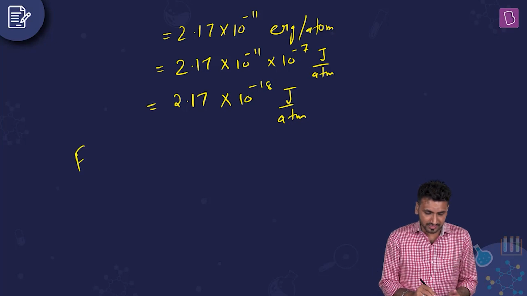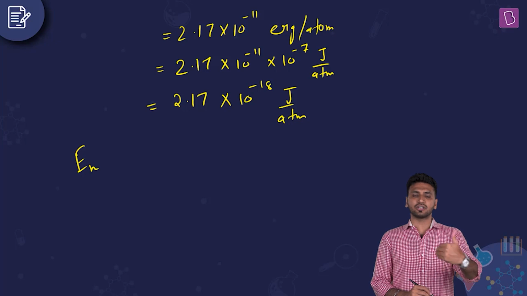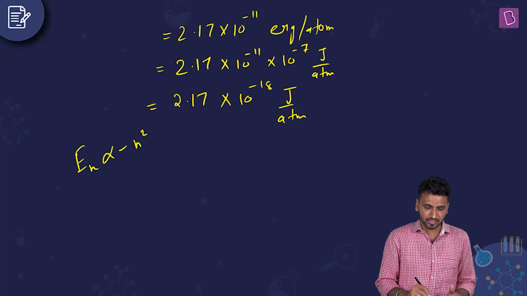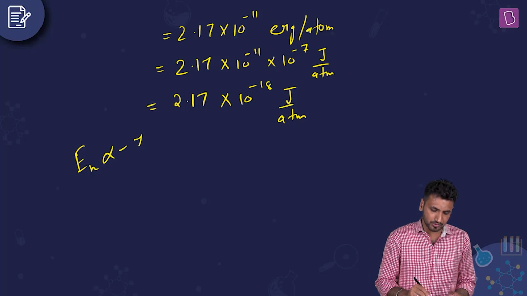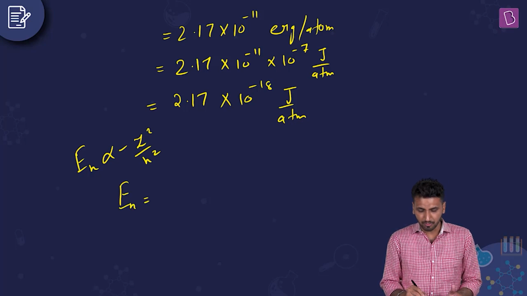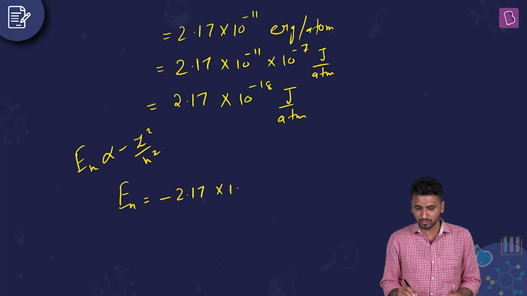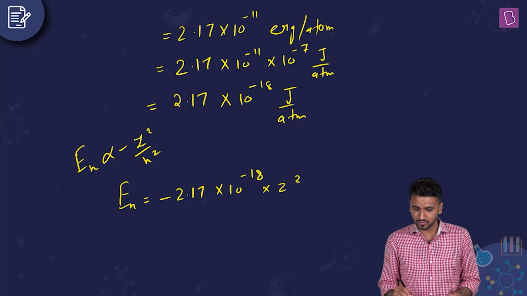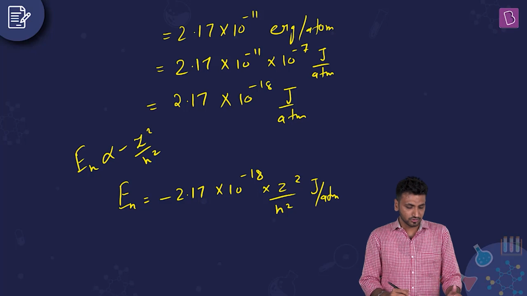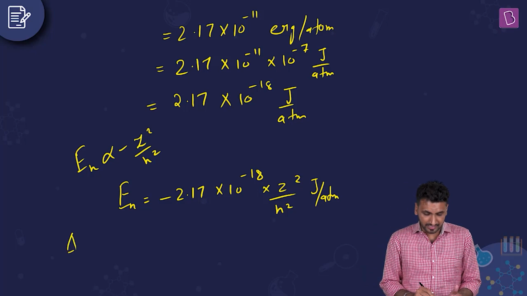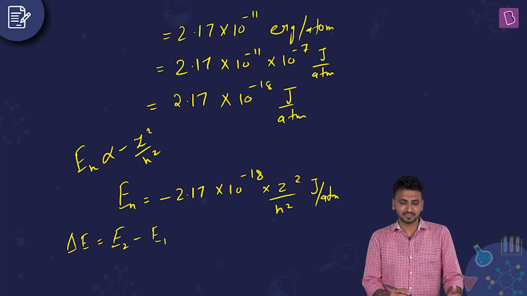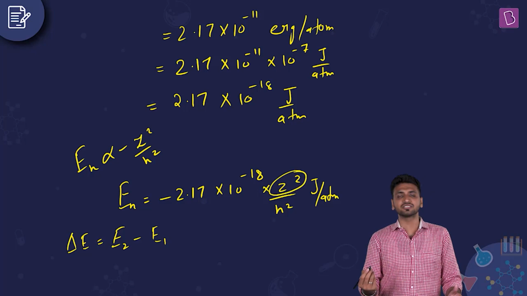If I generalize this, then En, the energy of the electron in the nth orbital, is proportional to minus z square by n square. So En will be minus 2.17 into 10 raised to power minus 18 into z square by n square joule per atom. We have to calculate delta E, which is nothing but E2 minus E1. And this is a hydrogen atom, so Z in any case is going to be 1.